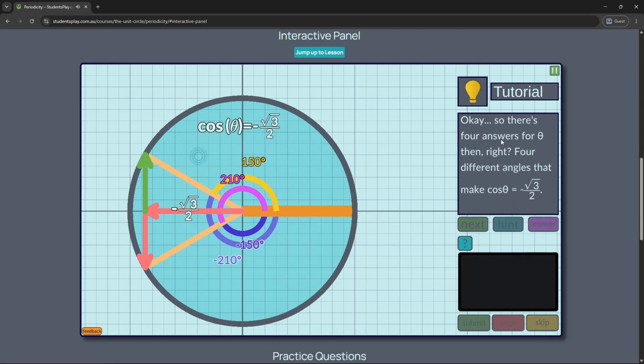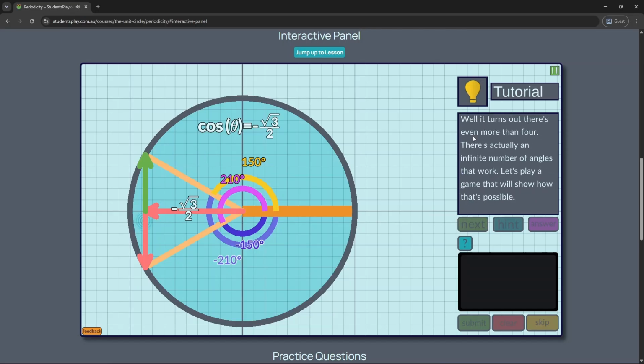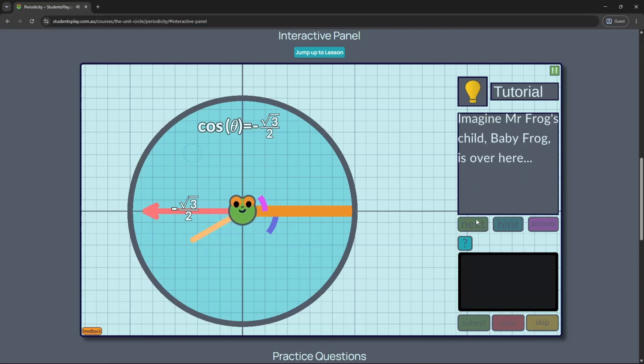Okay, so there's 4 answers for theta then, right? 4 different angles that make cos theta equal negative root 3 on 2. Wow, it's like heaps. Well, it turns out there's even more than 4. There's actually an infinite number of angles that work. Okay, crazy. Let's play a game that will show how that's possible.